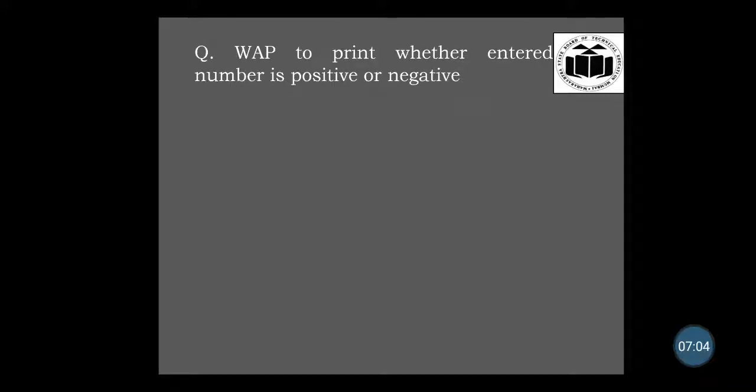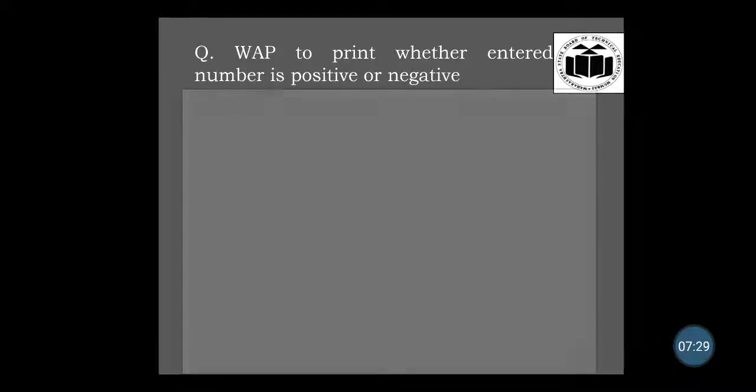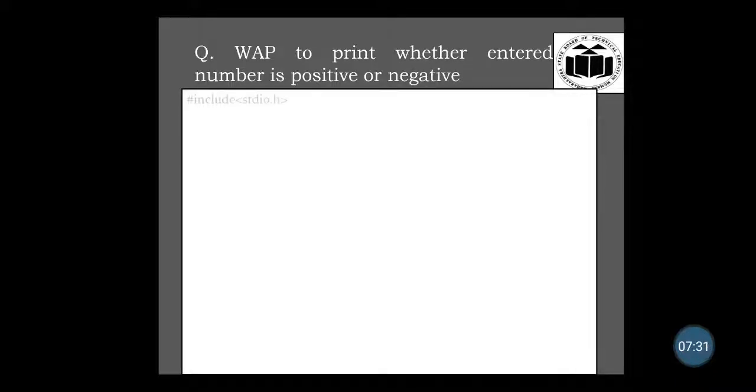The next program is to print whether the entered number is positive or negative. You should know the meaning of positive and negative. Positive numbers are the numbers greater than 0, meaning 1, 2, 3 etc. The numbers less than 0 are negative numbers. 0 is neither positive nor negative. We should be clear on that concept. First step is to include the header files as usual.